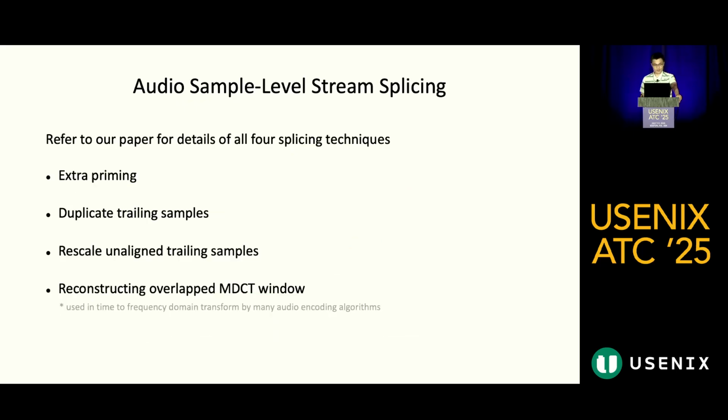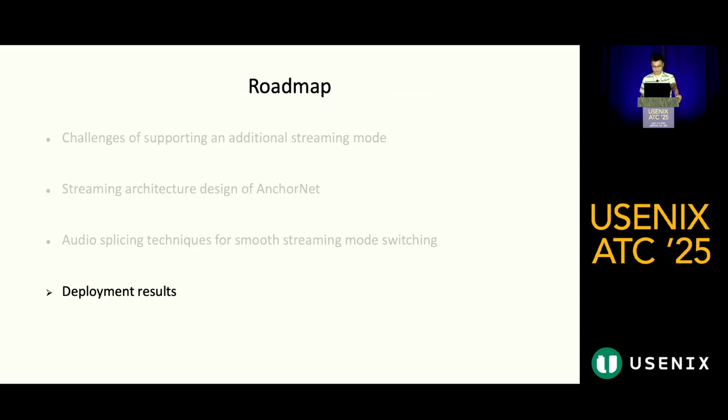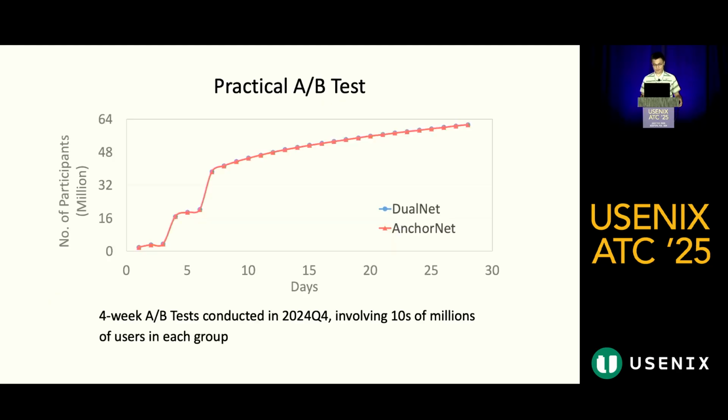Due to limited time, I will just skip the details of the other two optimization techniques. Please read our paper if you are interested. Next, I'll show some representative performance gains of AnchorNet in its deployment in one of our major streaming applications. The results are from a large-scale A/B test that lasted 4 weeks in Q4 of 2024. It involves tens of millions of users each day, as shown here.